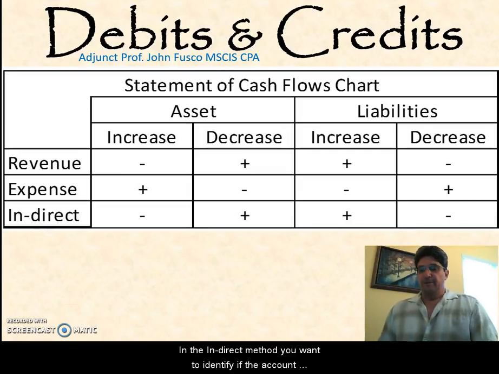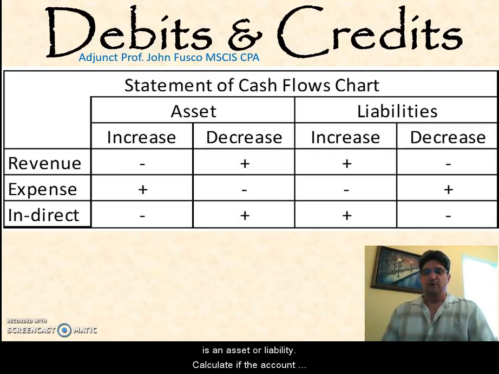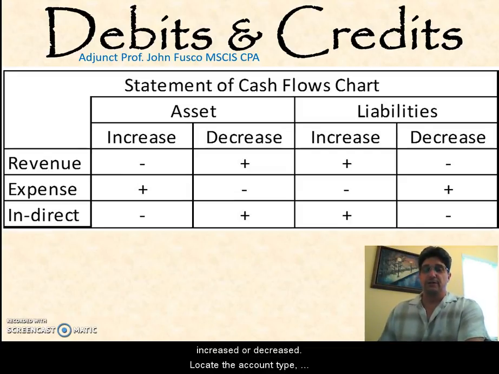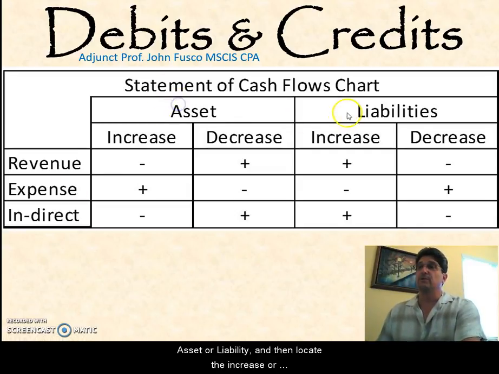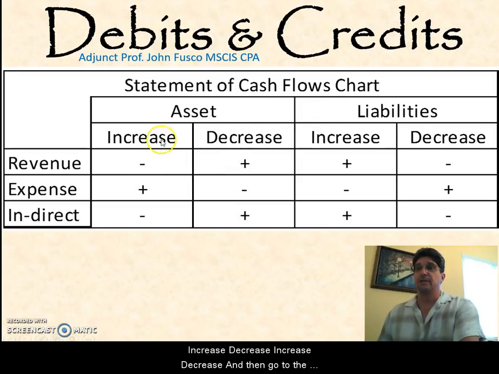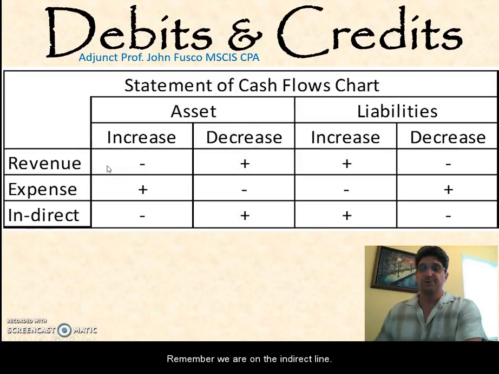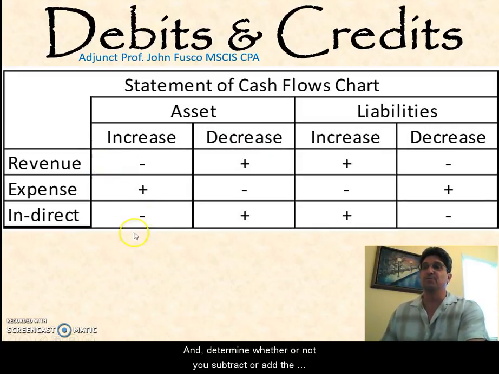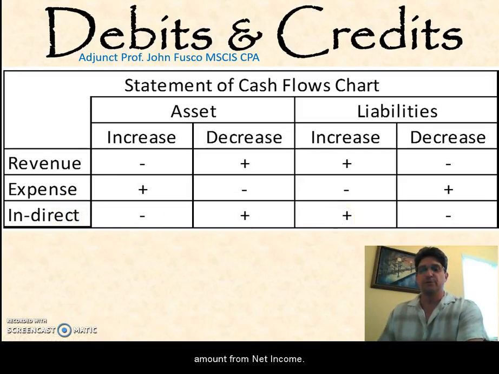In the indirect method, you want to identify if the account is an asset or a liability. Calculate if the account increased or decreased. Locate the account type, asset or liability, and then locate the increase or decrease box below the account type. Increase, decrease, increase, decrease. And then you want to go to the next line with the minus or plus sign. Remember, we're on the indirect line. And determine whether or not you subtract the amount from net income.